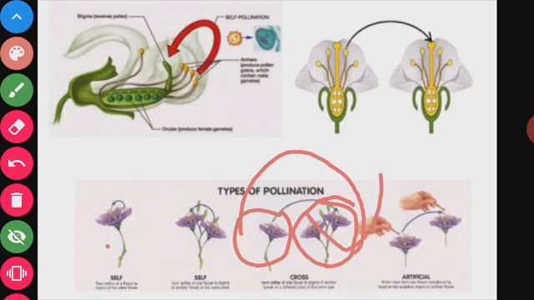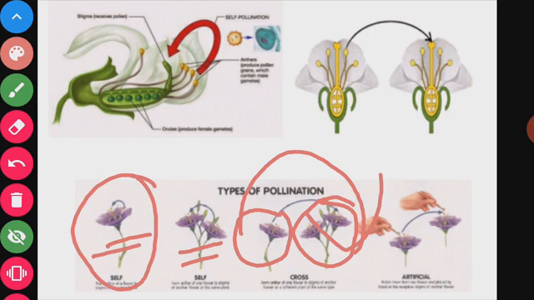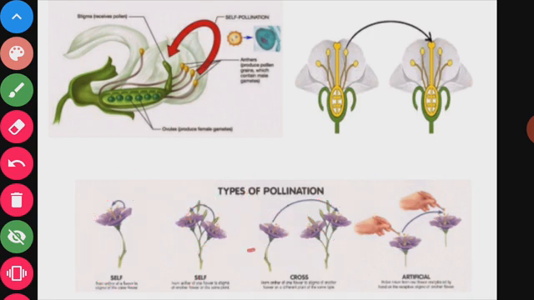Okay, in self-pollination the plant is the same. This is also self-pollination, transfer of pollen grain from anther to stigma. In this plant, transfer from anther to stigma. Flowers are different, but the plant is the same. But in cross-pollination, the plants are different.